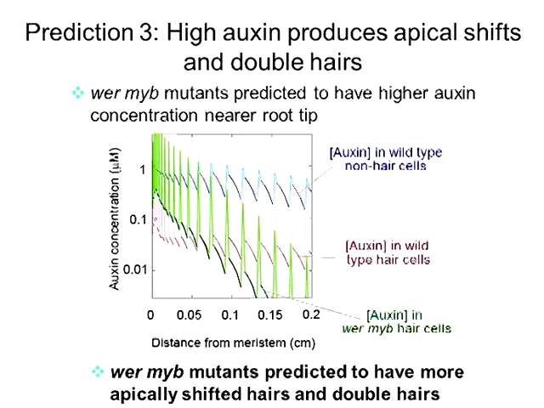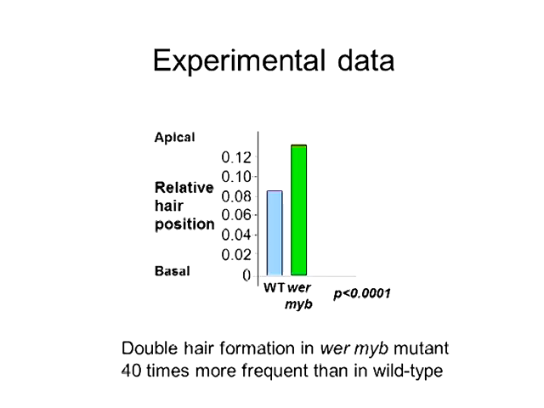The auxin gets trapped near the root tip. It is quickly recycled as we're moving back from the meristem. And so we expect in this mutant high auxin in the young cells. So we'd expect this mutant, which is a root hair patterning mutant, to actually have more apically shifted hairs and double hairs. So we looked at that, and we have more apically shifted hairs and 40 times more double hairs.